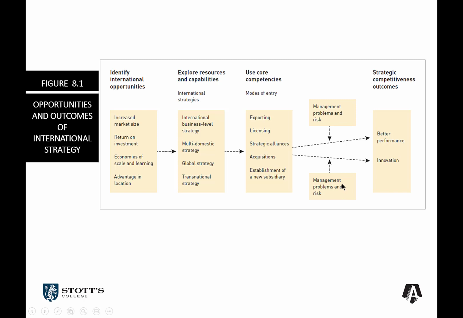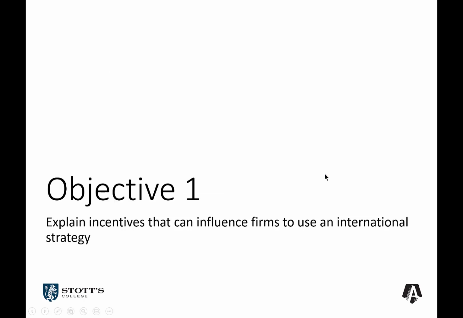Okay, so that's our framework that we're going to discuss. And one of the reasons I put that framework at the beginning is that if we look at the rest of the objectives for the rest of the lecture, each of those objectives deals with one or other of these things on this screen here. So let's move on to objective 1. What are the incentives that can influence firms to use an international strategy, whether it's a business level strategy or a corporate level strategy?